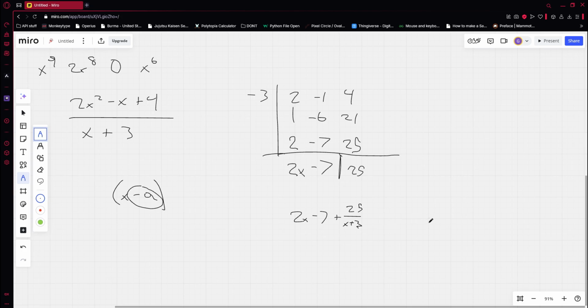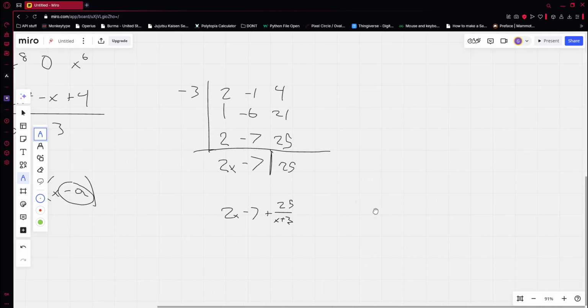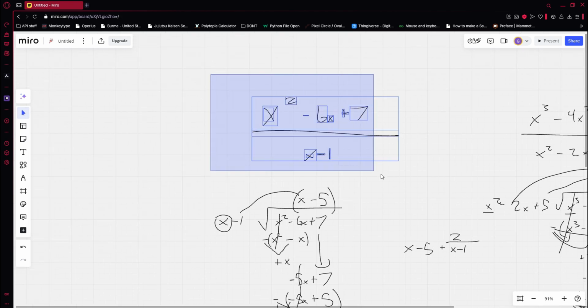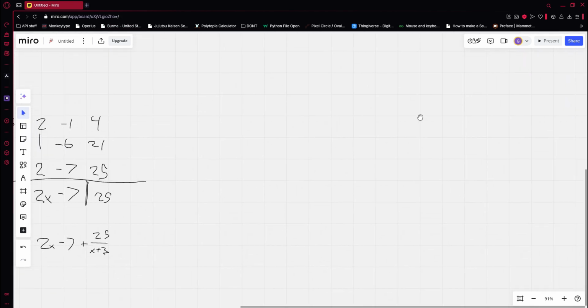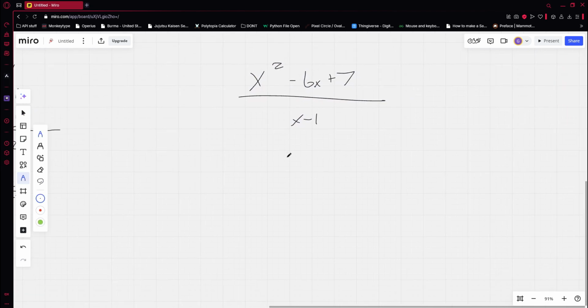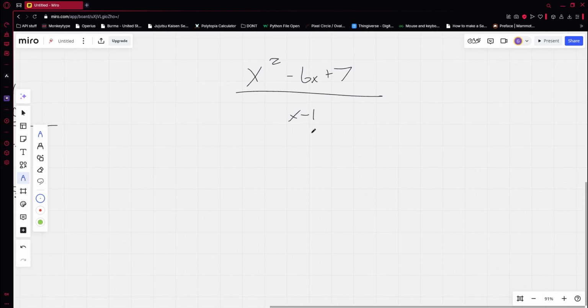Now let's give another practice problem, just to really hone it in. I'm actually going to use this guy up here. Steal him. I'm going to use him. So, just to prove this method works. So, minus 1 turns to plus 1. We're going to draw our box here. And we're going to put in our coefficients.